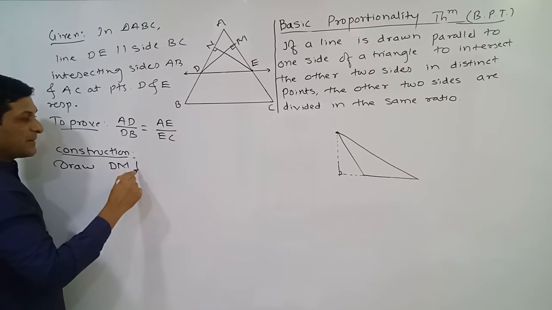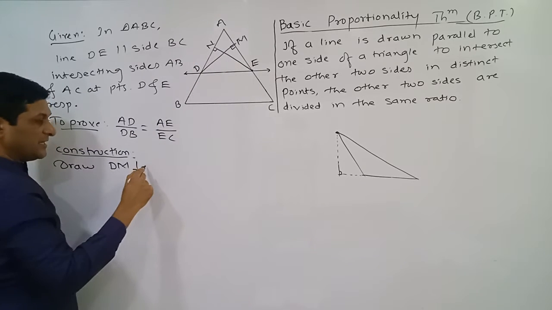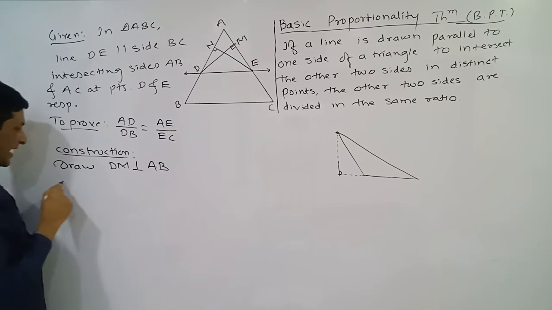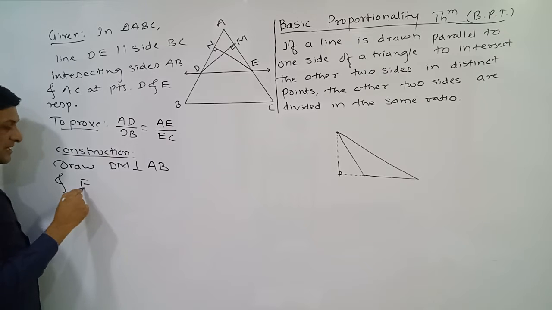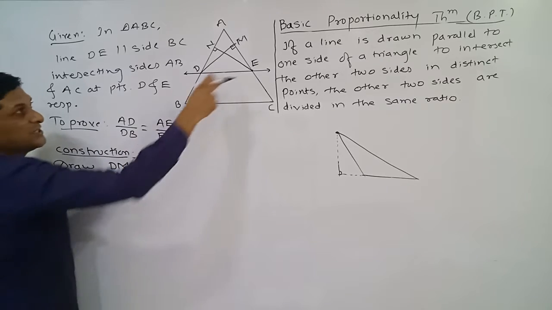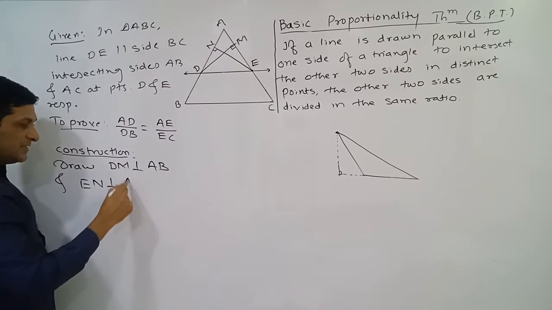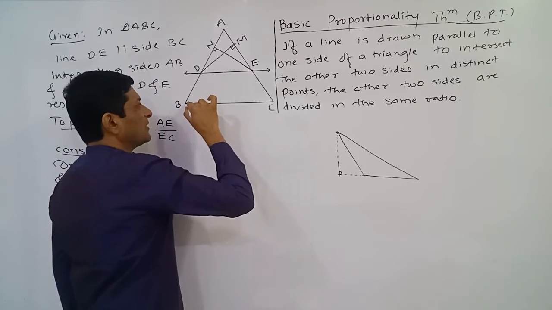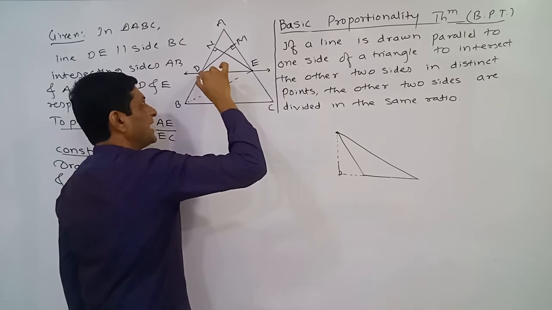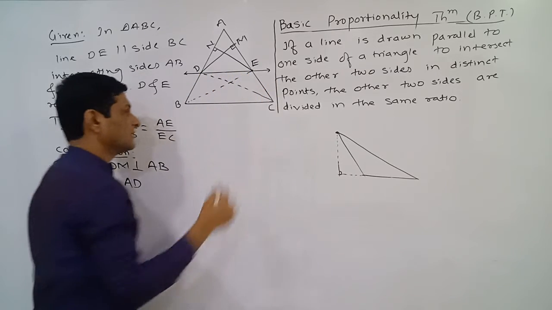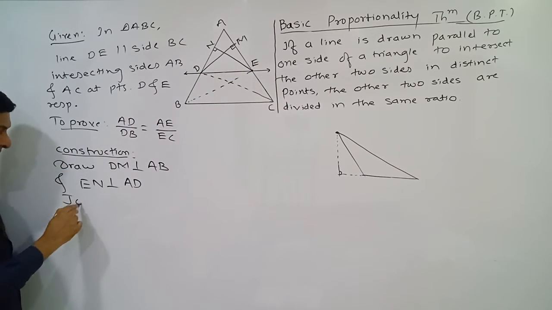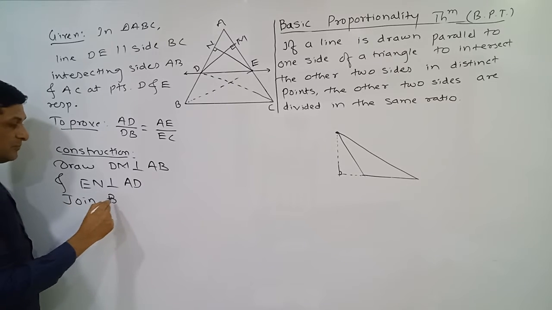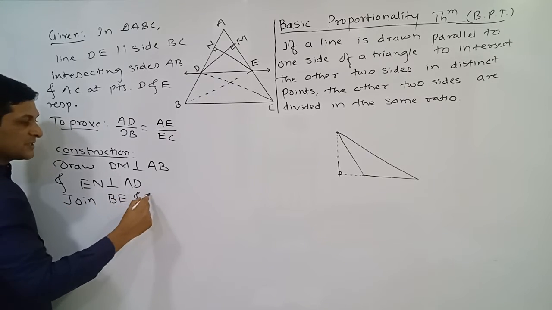DM perpendicular to AE and EN perpendicular to AD. Then join BE and CD. So join BE and CD.